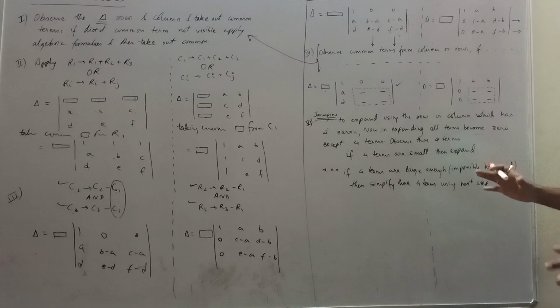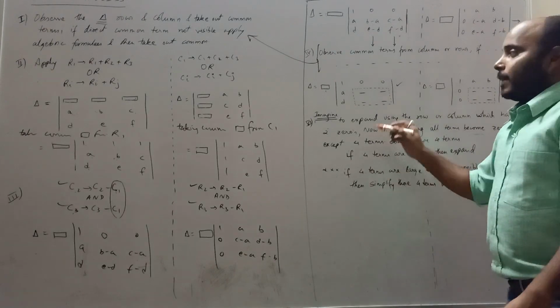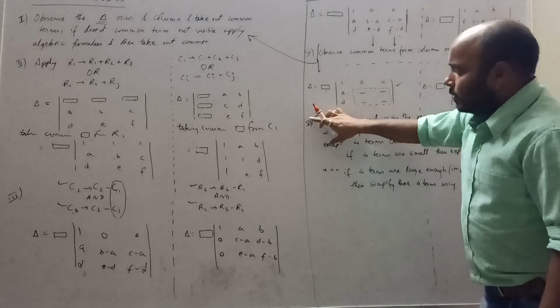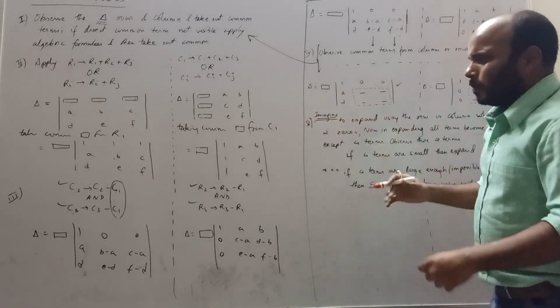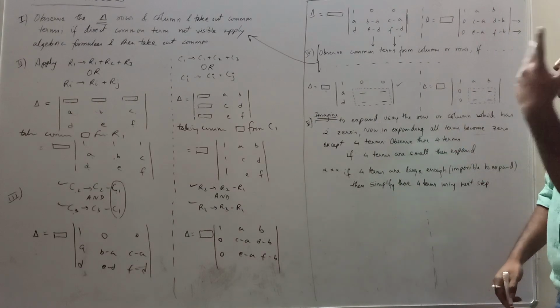That means we can expand. Okay, if you don't get two zeros in any one row or any one column, we cannot expand. Now, after getting this, what are these dotted lines? Try to understand step 5. This is a little bit trickier. You have to imagine to expand, not actually expand.